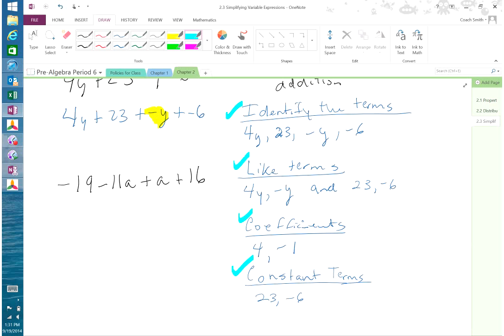Let's go with the terms. Who has terms for me? Copeland? Okay, -19. And what? -11a. What's the next one? A. And then what else? 16. So those are your terms.